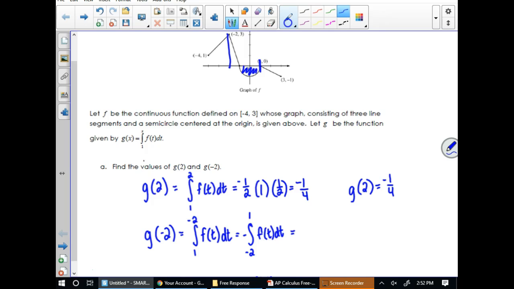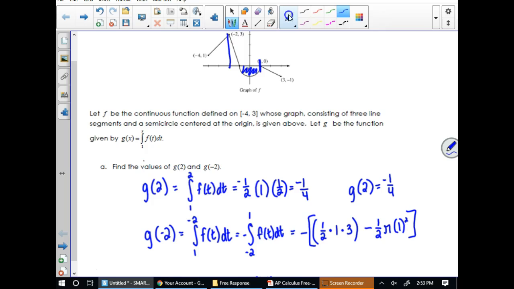So we're going to have negative in the tall skinny triangle is 1/2 times the base, which is 1, times the height, which is 3. And we have our semicircle is underneath the x-axis here, so it's negative, so it's going to be 1/2 times pi times the radius squared, and the radius of that is 1, so pi times 1 squared.